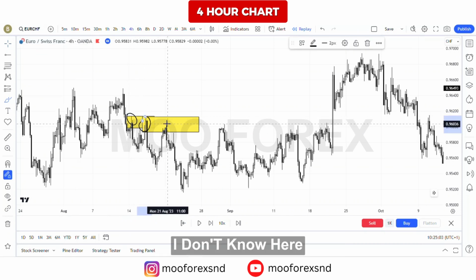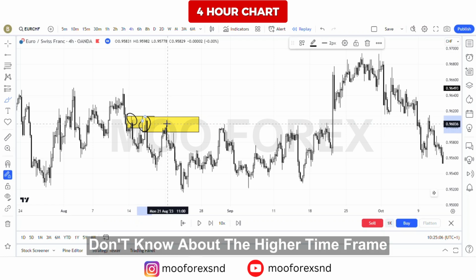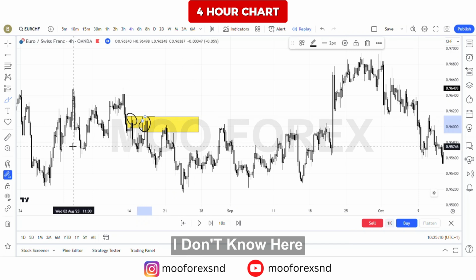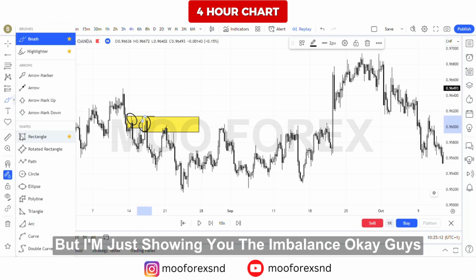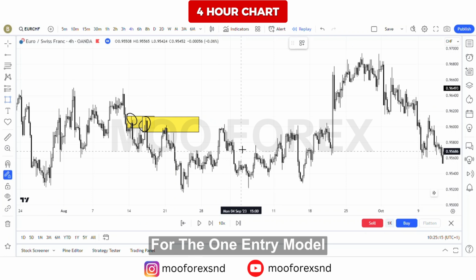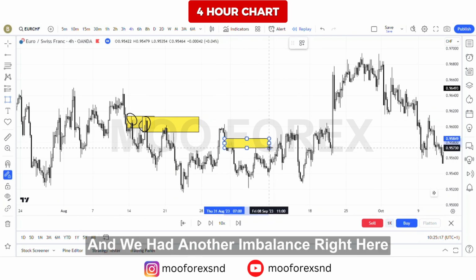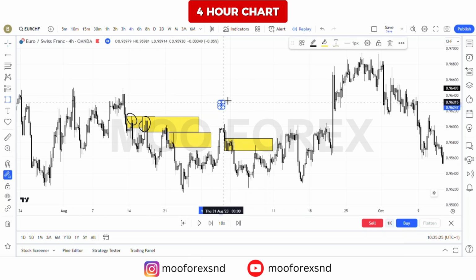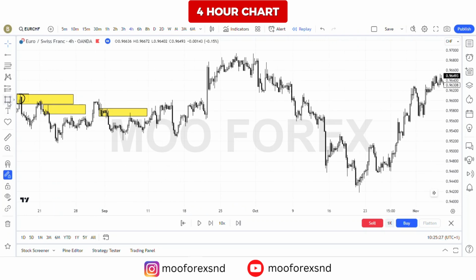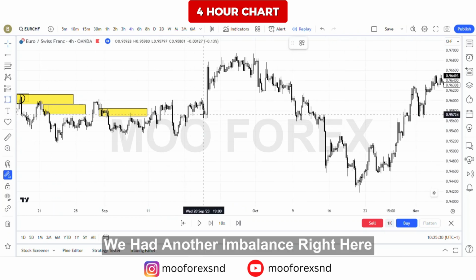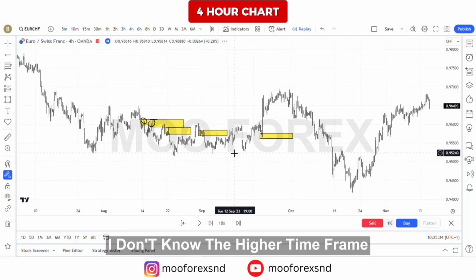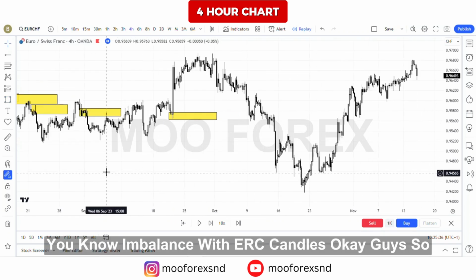Of course, I don't know about the higher time frame, whether the buyers or the sellers are in control. I don't know here, but I'm just showing you the imbalance for the one entry model. And we had another imbalance right here, and another imbalance right here. Of course, I don't know the higher time frame. I'm just showing you the imbalance with ERC candles.